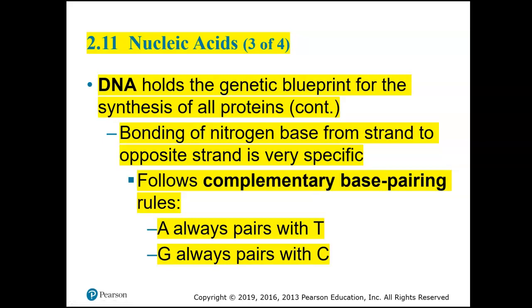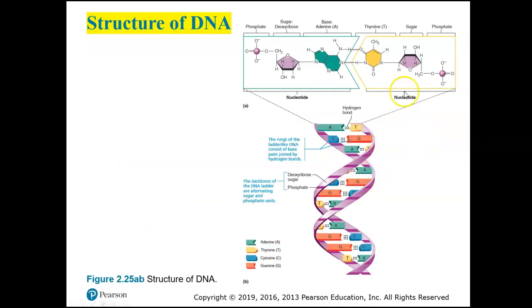If there's an A, then the other strand will have a T. If there's a T, the other strand will have an A. If there's a C, the other strand will have a G, and so on. And this is the structure of DNA. Let's look at the nucleotide structure first. So in picture A, we have a nucleotide composed of a phosphate, a deoxyribose sugar, and then the base adenine, which is a double ring structure, so it's a purine.